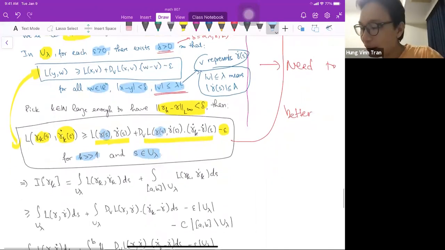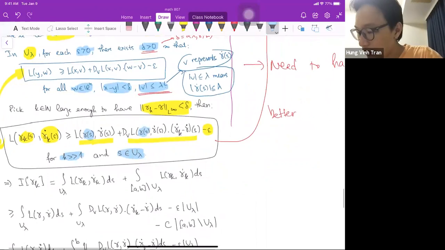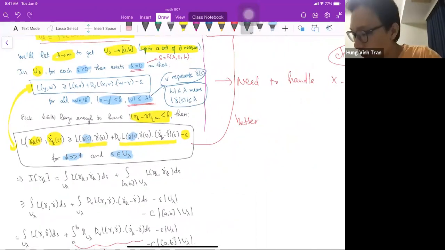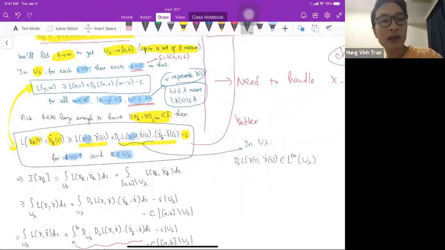You see also here that in u lambda, dv of L gamma s gamma dot s is in L infinity of u lambda, because in u lambda gamma is itself bounded, and gamma dot is bounded in u lambda. So it's in L infinity, and then we can apply exactly the weak convergence result, and that's exactly what we are doing.